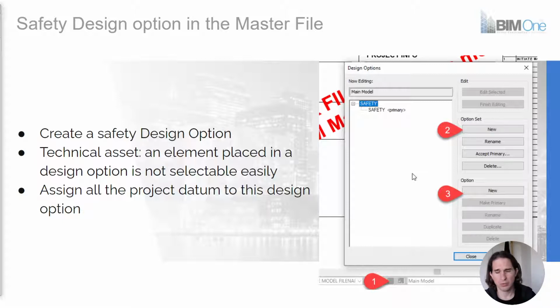If you have a unique design option comprising only one option in the set, you will not be able to select or move all the elements in that design option unless you untick the little cross that says "select only elements in the current options." Please also note that levels cannot be part of a design option. That is not applicable for levels.